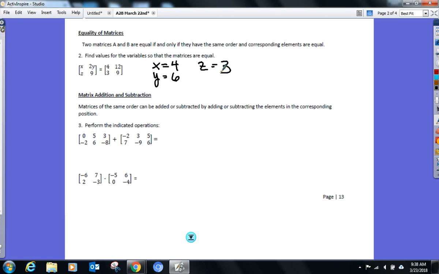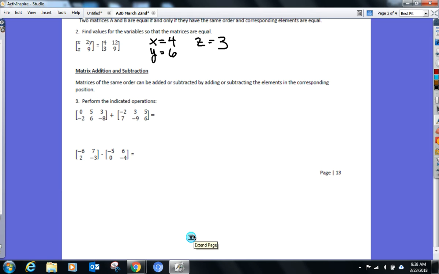All right, you ready to add and subtract now? We can only add and subtract if two matrices have the same order. So they both have to be 3 by 3. They both have to be 2 by 3. And it's very easy to add and subtract. All you do is add and subtract the corresponding, what did I call them here?